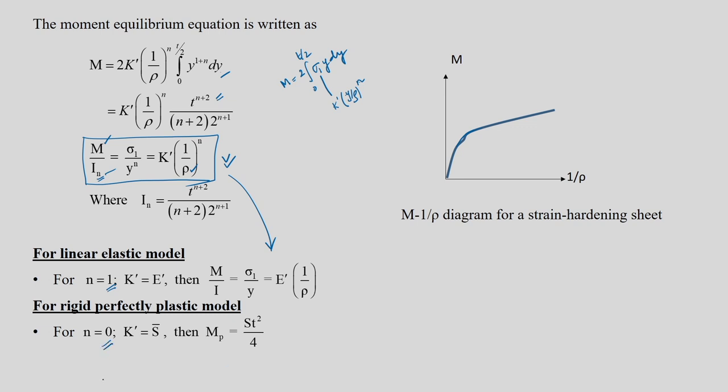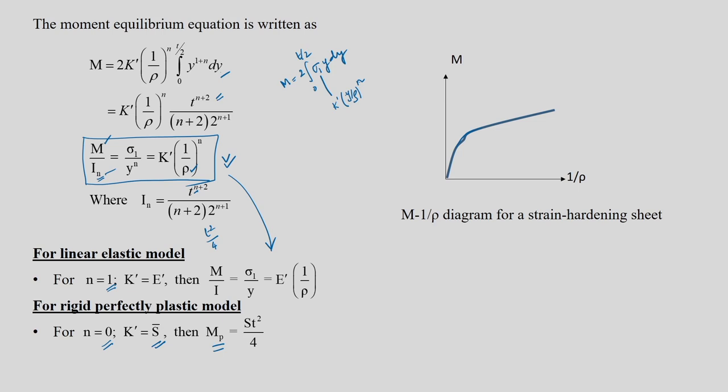You can also put n equal to 0, which goes to the other extreme case. When you put n equal to 0 here, it is t square divided by 4, t square by 4, you will get. So your k dash will be straight away nothing but, yes, and then you will have only MP, which means that you have only MP.